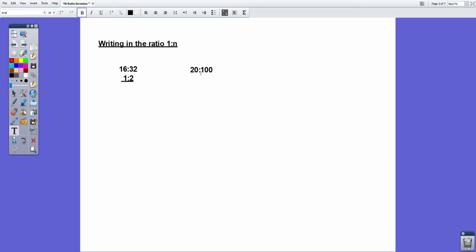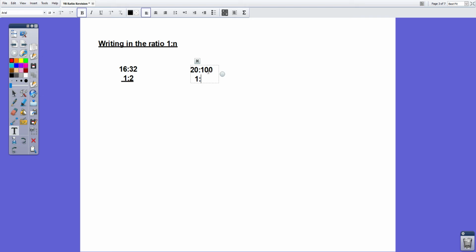Now, we want to change the first number to 1. What do I have to divide 20 by to get down to 1? This is the easy part of the question. I always have to divide by the first number in order to get to 1. 20 divided by 20 is 1.